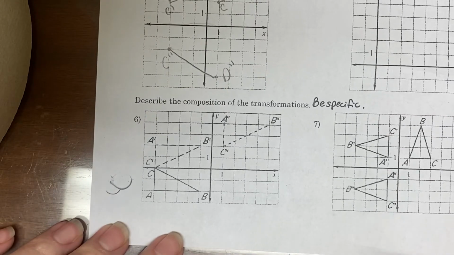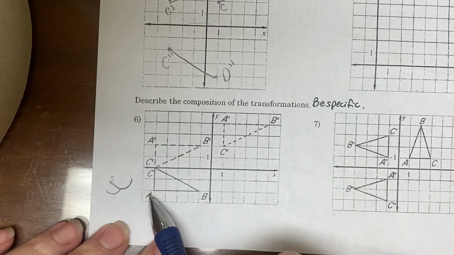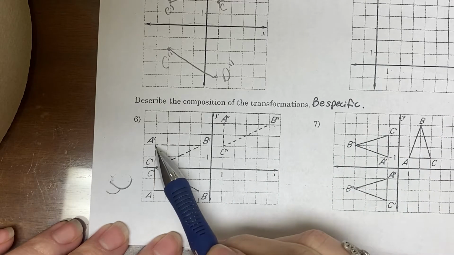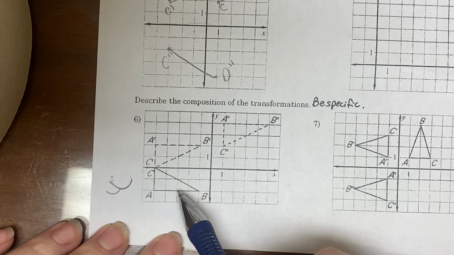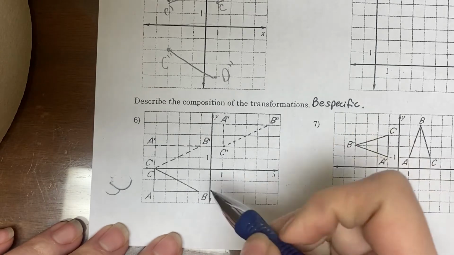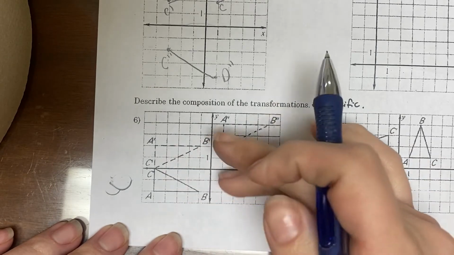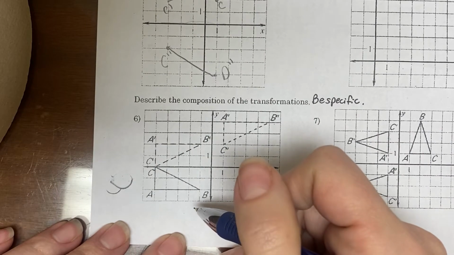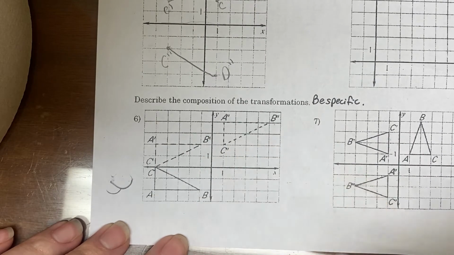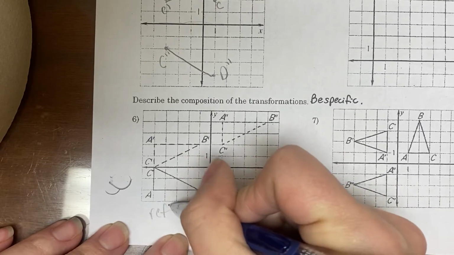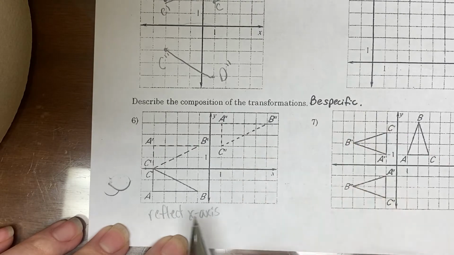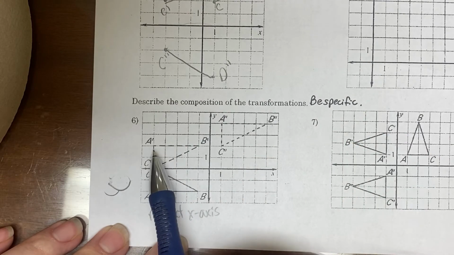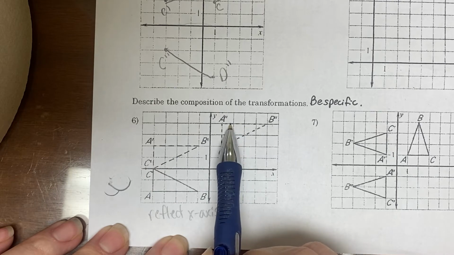Okay, number 6, describe the composition of the transformations and be specific. So I have triangle ABC, and then A prime, B prime, C prime would be my second triangle. So I need to say what transformation happened to go from my original to my image. And that would be a reflection over the x-axis. So I don't need a complete sentence, just as long as I understand that you know what happened. So reflect x-axis. Good enough.